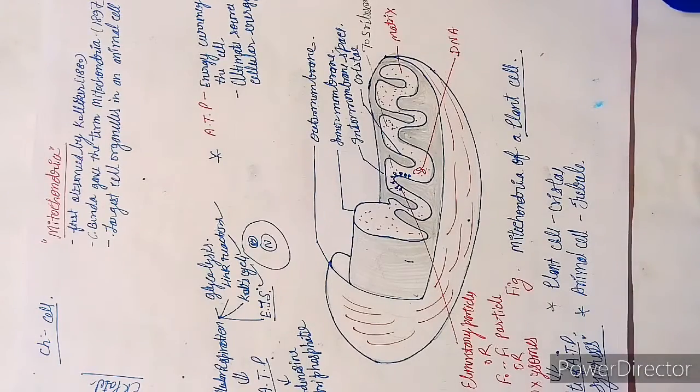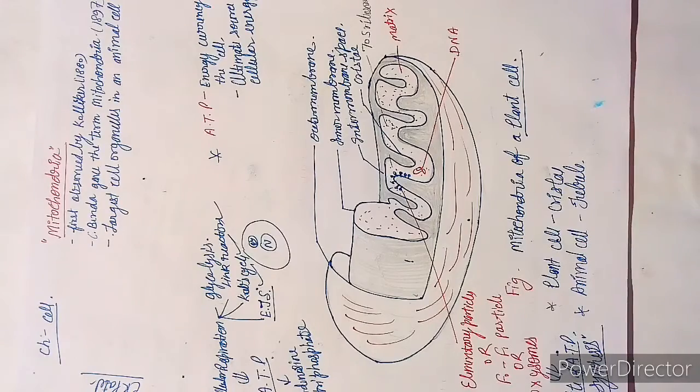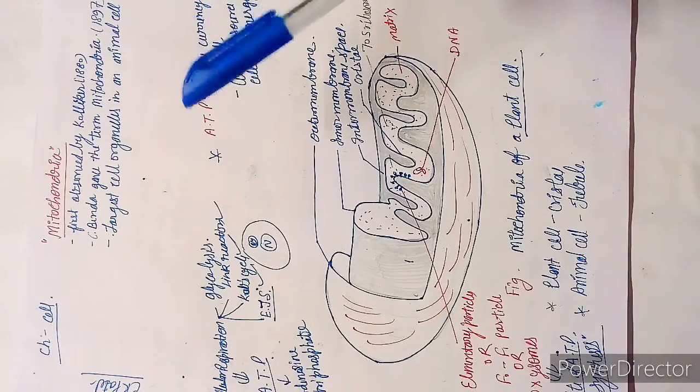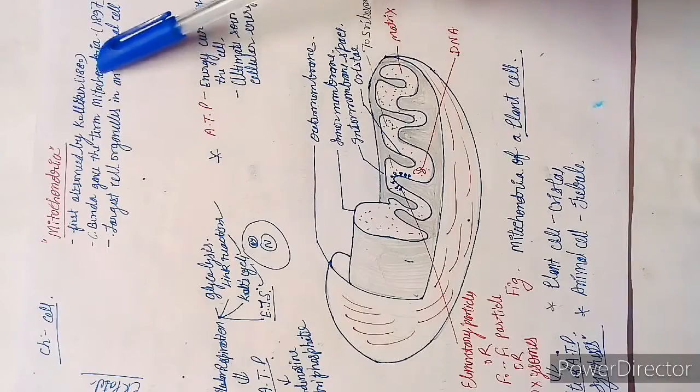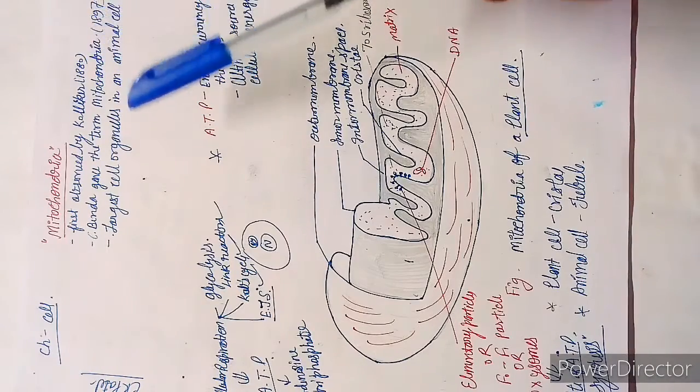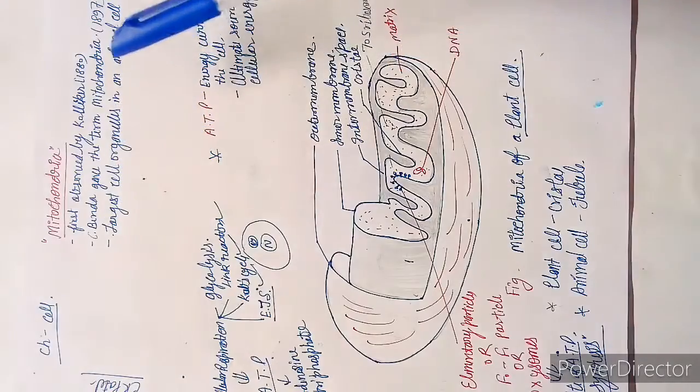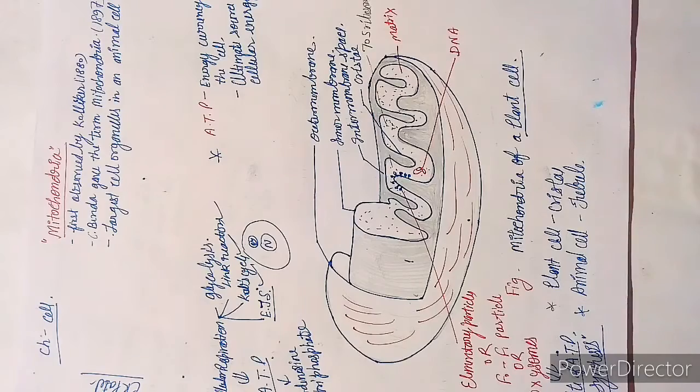In this video we are going to talk about mitochondria, one of the very important cell organelles in the chapter Cell. Let me tell you first, it was first observed by Kolliker in 1880. Okay students, and then C. Benda gave the term mitochondria in 1897. One more thing students, largest cell organelles in an animal cell.